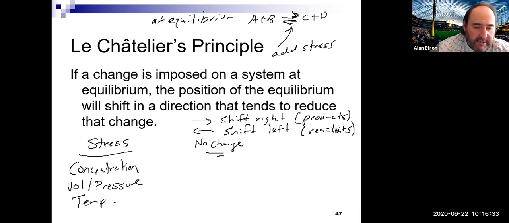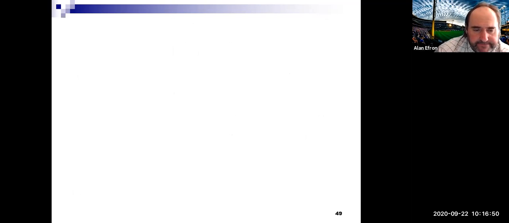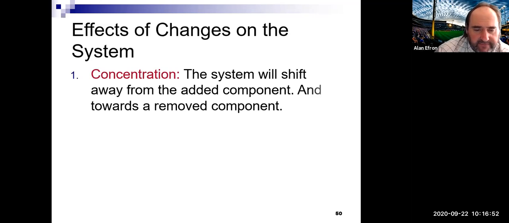And lastly, a catalyst, which as we talked about in the previous chapter, is something that you typically add to a reaction to speed it up. So that's another situation that you can add. So let's talk about some of these effects. Let's first talk about concentration.